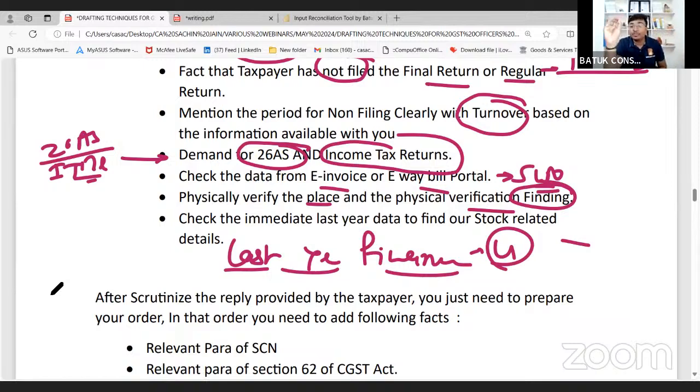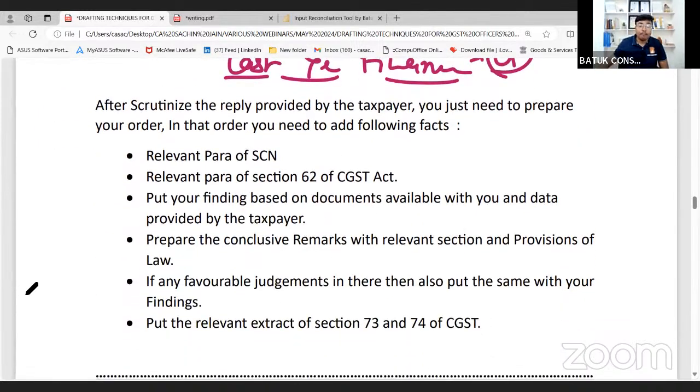And if you do not submit these documents within this particular timeline, in that case your order will be passed on the basis of the best data available with us. Now, while drafting the order, what are the important things that should be part of your order?